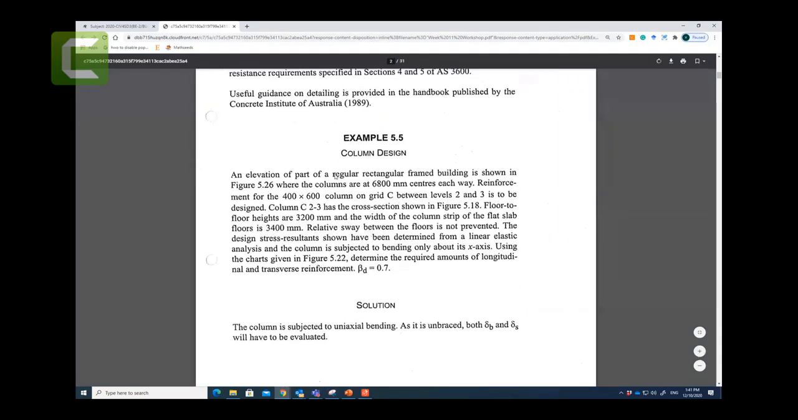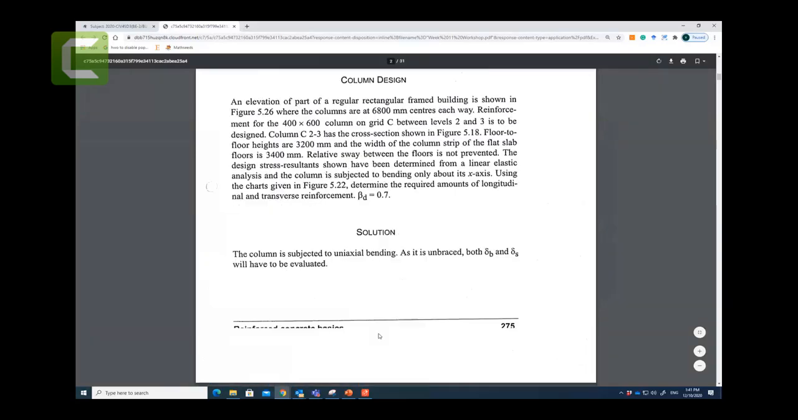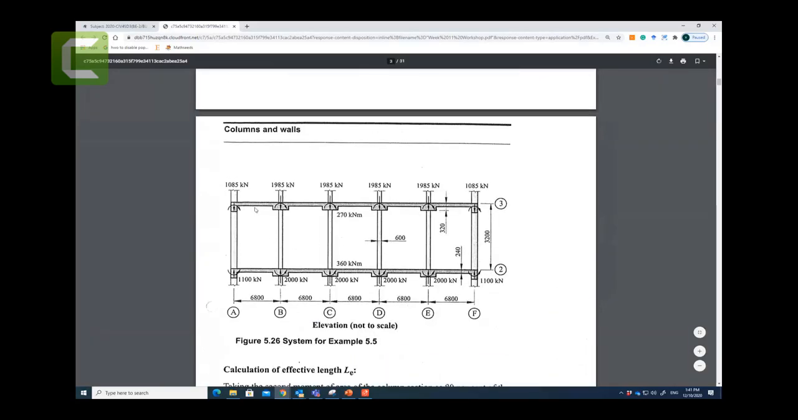Okay, an elevation part of the regular rectangular frame building is shown in the figure. So what happens here? This is part of the building. This is the beam, and you have columns. This is level 2 and level 3. There is a level above.